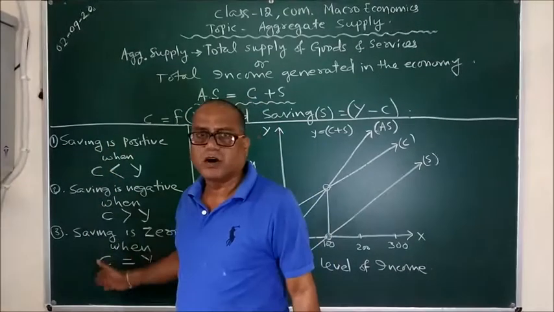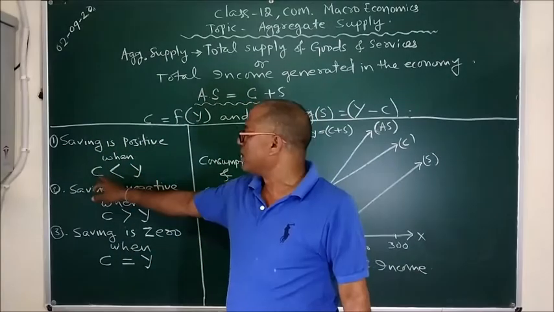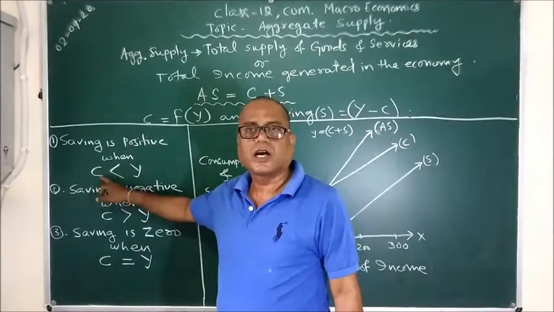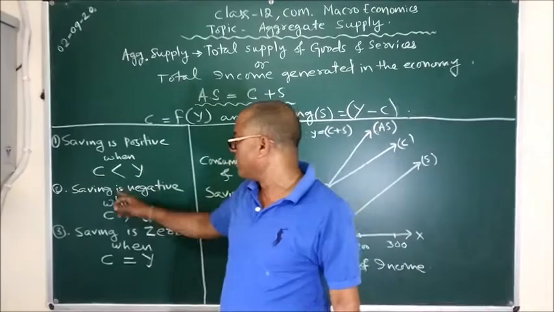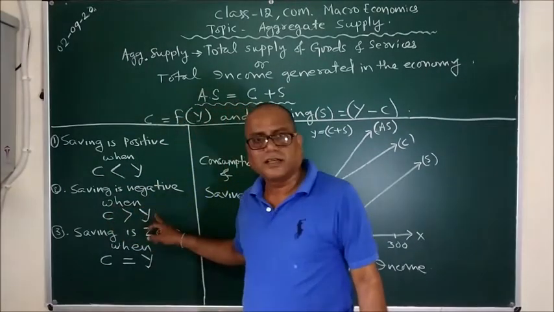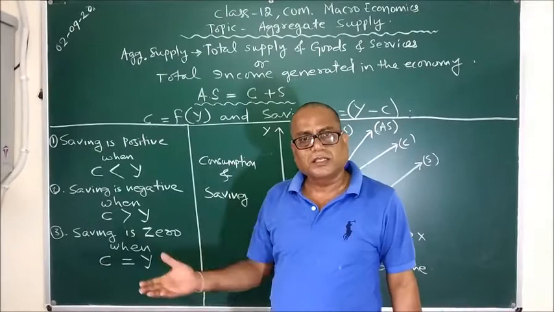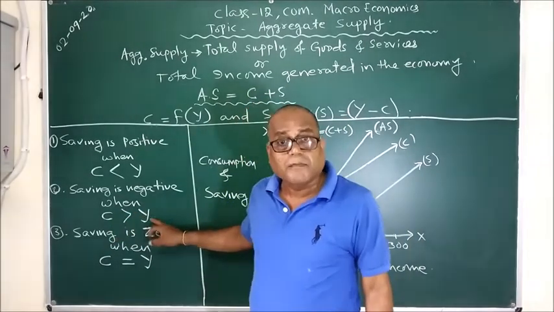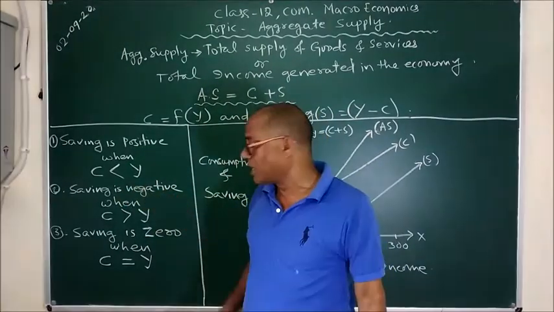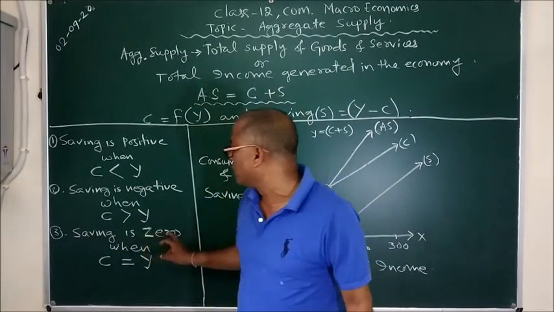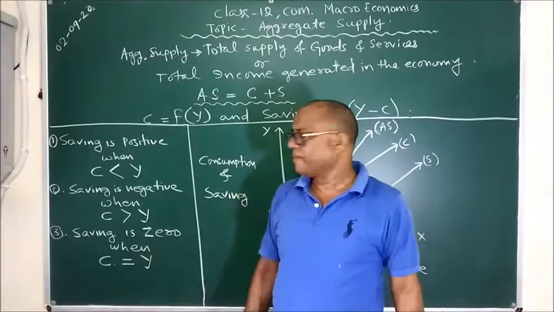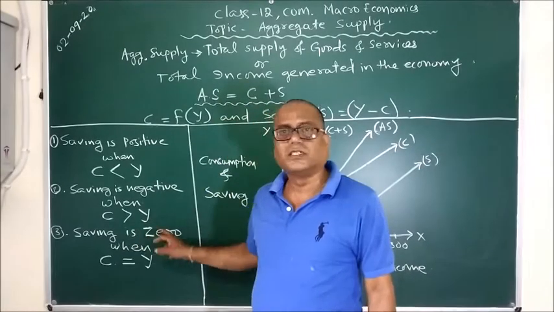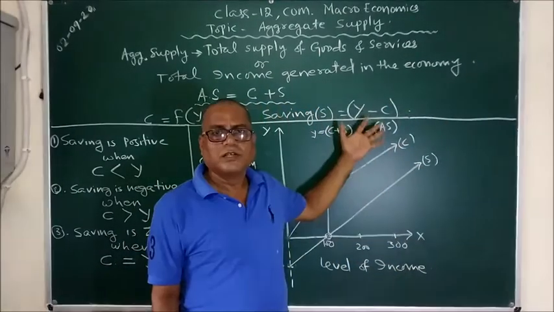So three equations we got here. Saving is positive when consumption is less than income. Saving positive होता है जब हमारा खर्चा हमारी कमाई से कम रहता है। Saving is negative when consumption is greater than income. जब हम ज्यादा खर्च करते हैं और कम कमाते हैं, तभी हमारा सेविंग नेगेटिव हो जाता है। और saving is 0 when C equals Y, मतलब जब हम जितना कमा रहे हैं उतना खर्च भी कर रहे हैं, हमारा सेविंग 0 होता है। This is totally the saving curve.